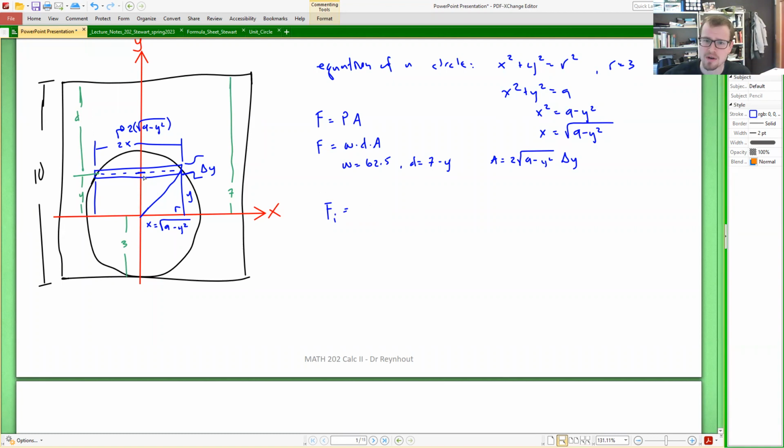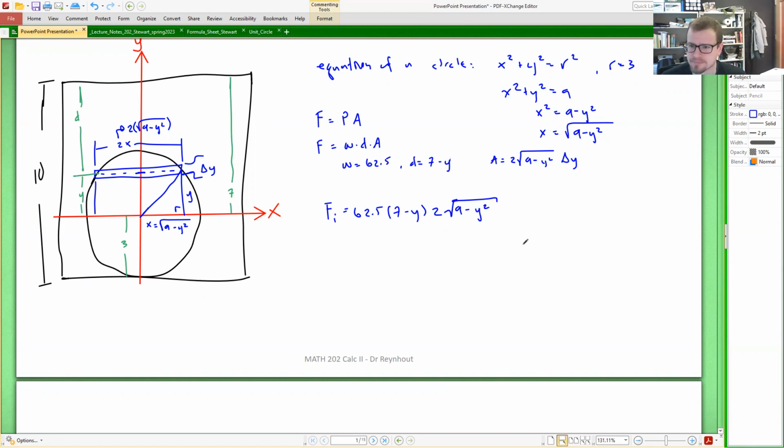But the force on one of these is given by 62.5. That's the weight density of water times the depth of 7 minus y. Maybe there should have been a little bit more space here. We'll see if we can fit what we need to write. But we're developing our approximation here. So our force on this is given by weight density, depth times area, 2 times the square root of 9 minus y squared.